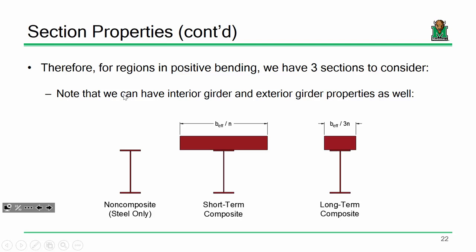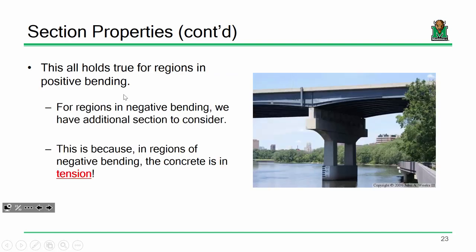And then keep in mind, these two can be different if you're looking at interior girders versus exterior girders, because that dimension can be different. Everybody good? Now, that's positive bending region, where smiley face, where the concrete is in compression. When the concrete is in tension, we have another one we have to consider.